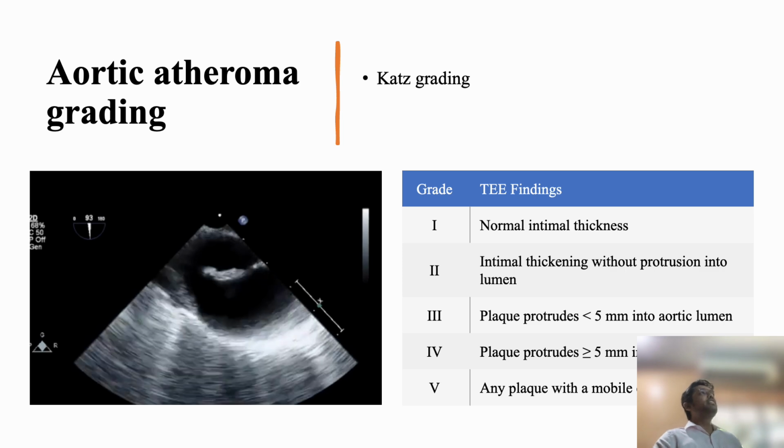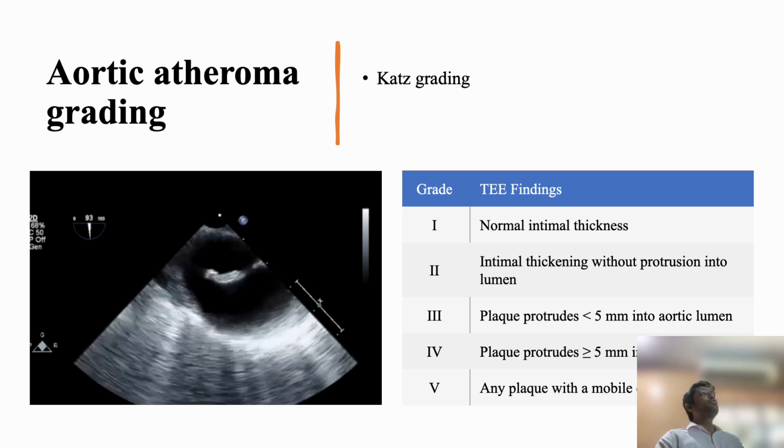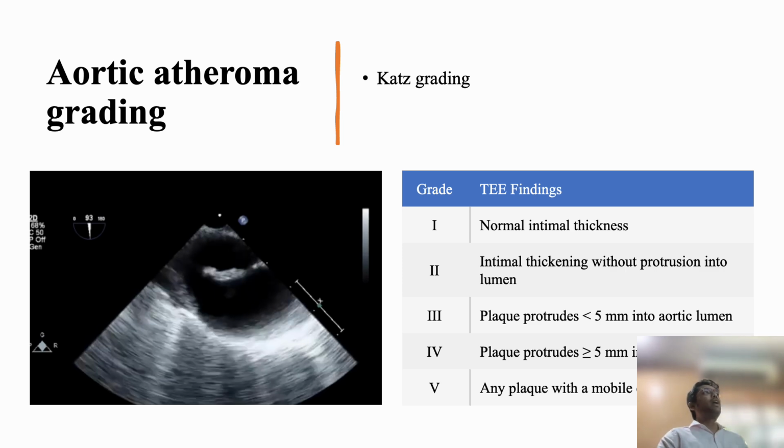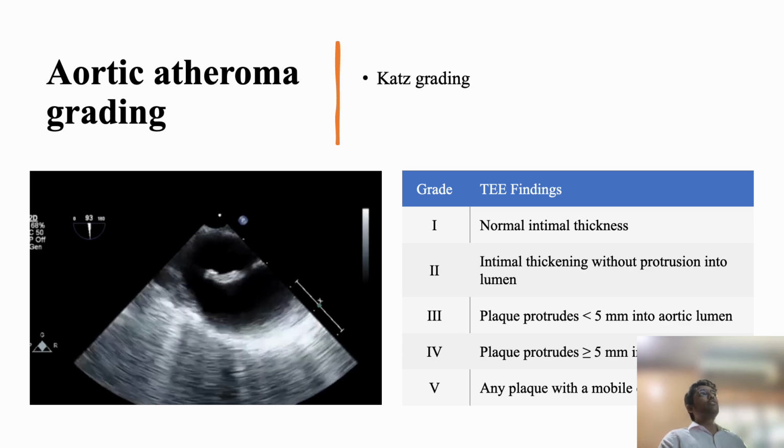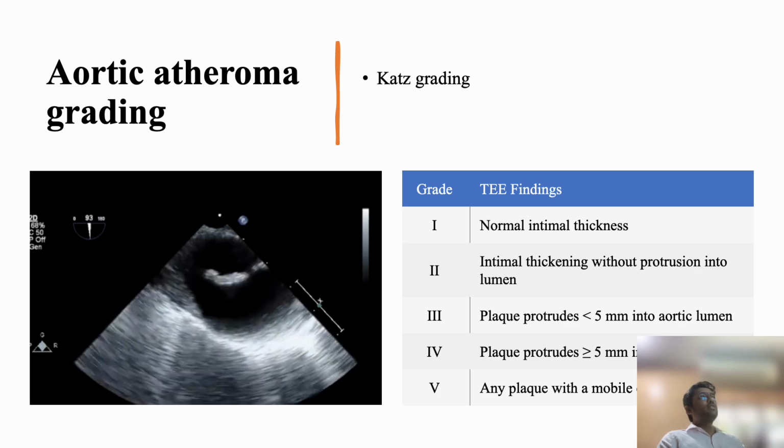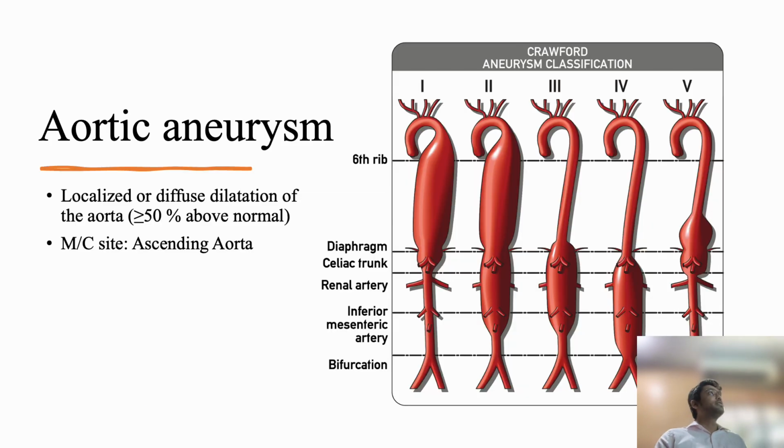So intimal thickening without protrusion into the lumen is grade 2, and plaque protruding less than 5 mm into the aortic lumen is grade 3. More than 5 mm into the aortic lumen is grade 4, but grades 1 to 4 are all non-mobile. If the plaque becomes mobile, it becomes grade 5, whatever the size.